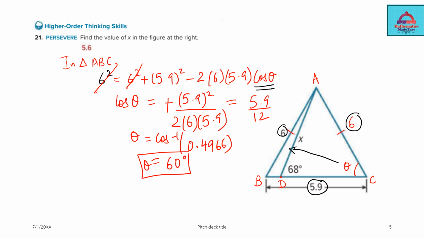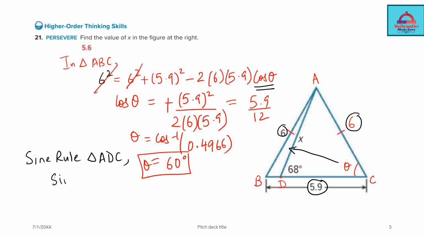Now we are going to apply sine rule. I'm going to apply sine rule again in this triangle ADC. So what is sine rule? Sine rule says that sine of an angle divided by the side opposite to it is proportional to the other one. So if I take this angle theta, that means sine 60.